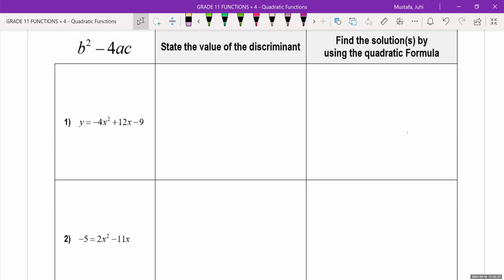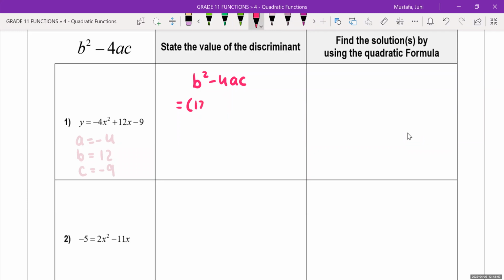Okay, question number 1, I have something in standard form, y is equal to negative 4x squared plus 12x minus 9. I could try to factor this and change it to factored form, I could complete the square and get it into vertex form, or I can use this new trick, the discriminant. So we're going to solve this using the discriminant, which is b squared minus 4ac. I want to note what my values are. My a value is negative 4, my b value is 12, and my c value is negative 9.